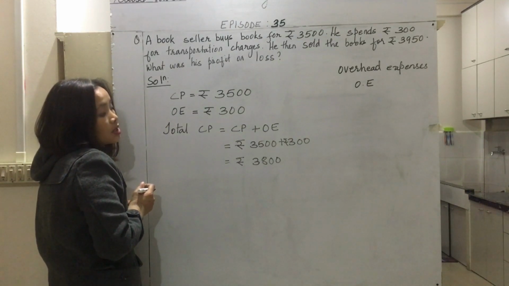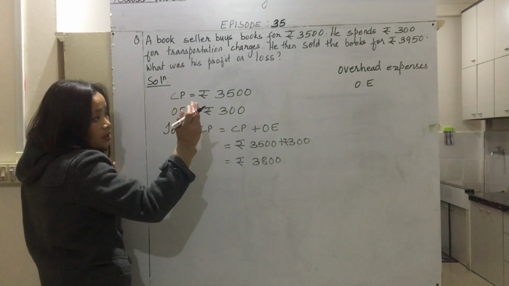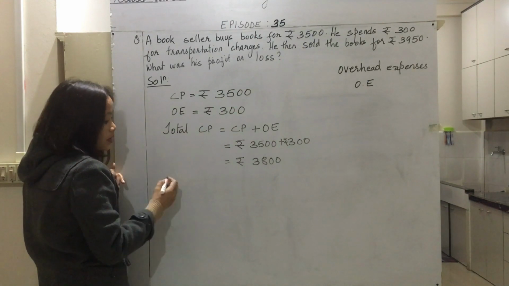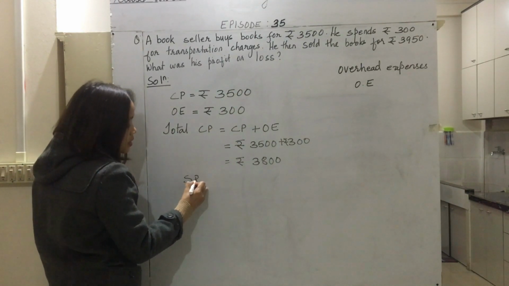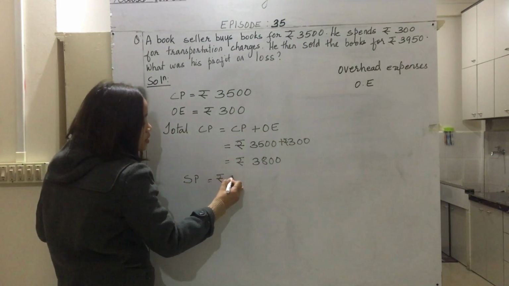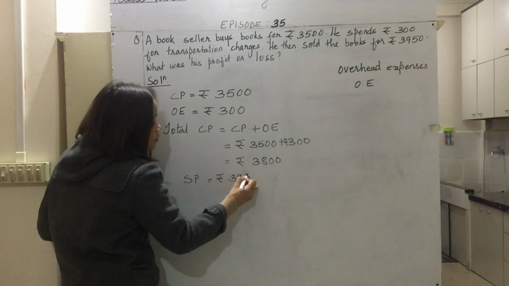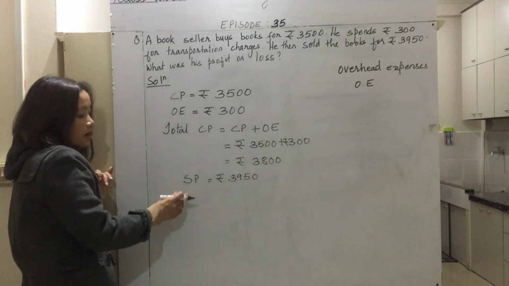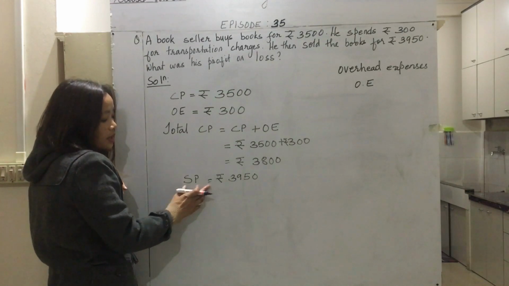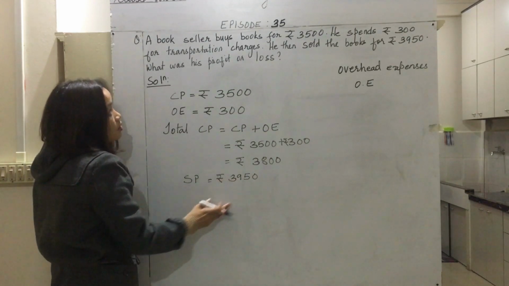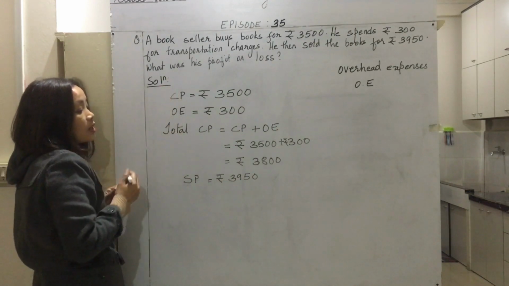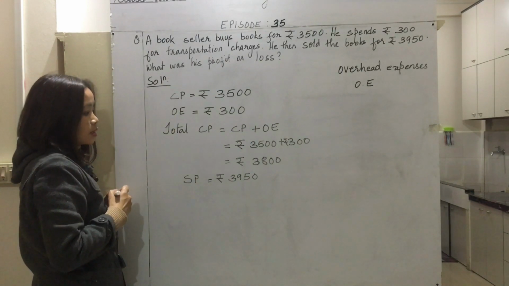Next, he then sold the books for rupees 3,950. That means the selling price is rupees 3,950. So we will find out whether it is a profit or a loss.